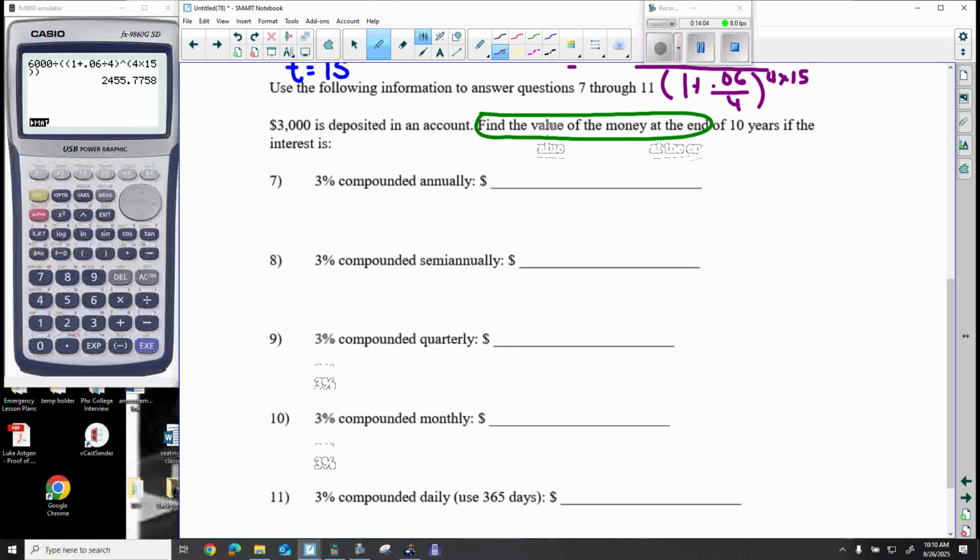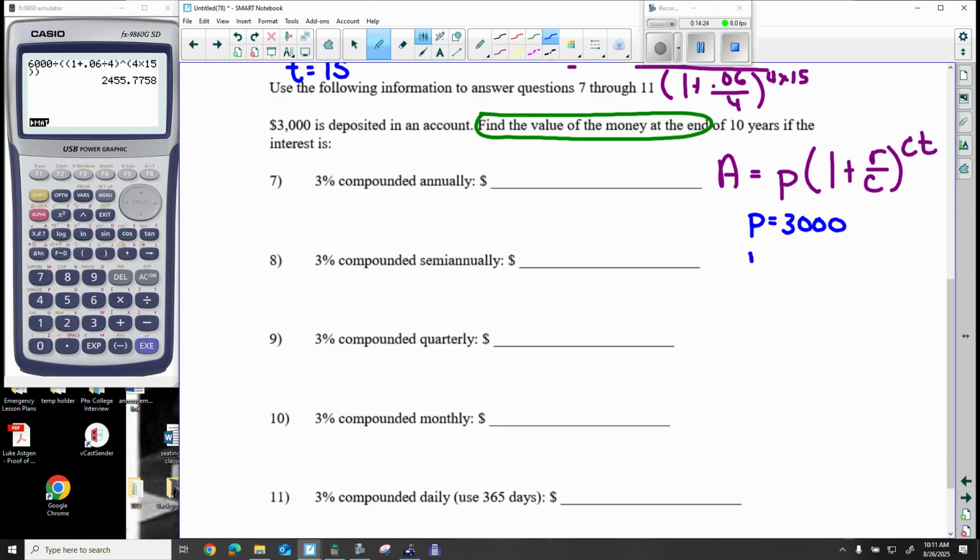I believe we are moving on with these final problems, 7, 8, 9, 10, 11. They're all asking the same question: how much money will we have at the end? So all of these problems are following the same general formula right here. What I notice is they all have the same principal of $3,000, they all have a rate of 3%, and they all have a time of 10 years.